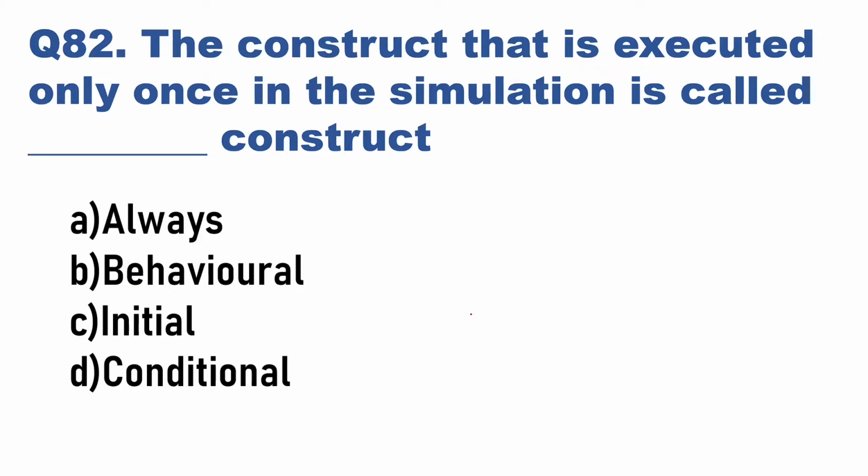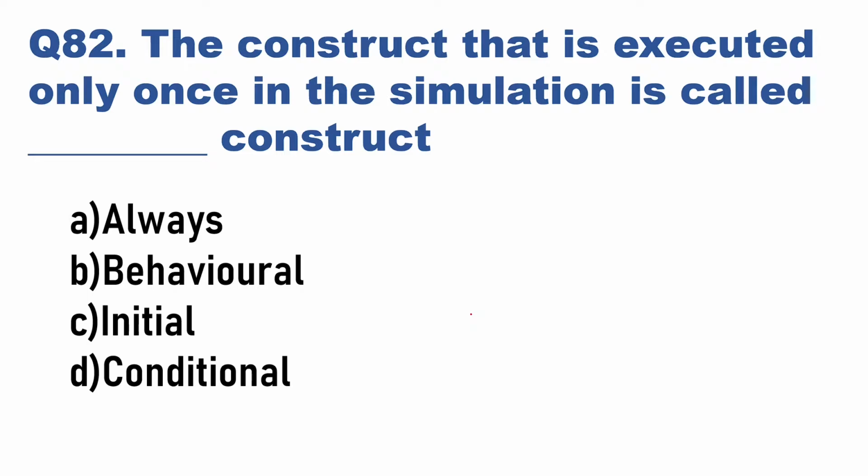A construct that is executed only once in the simulation is called dash construct. So a construct which is executed only once in the simulation is the initial construct. So option C is the right answer. Initial construct or initial blocks cause particular instruction to be performed at the beginning of the simulation before any other instructions operate. Initial blocks only operate once.